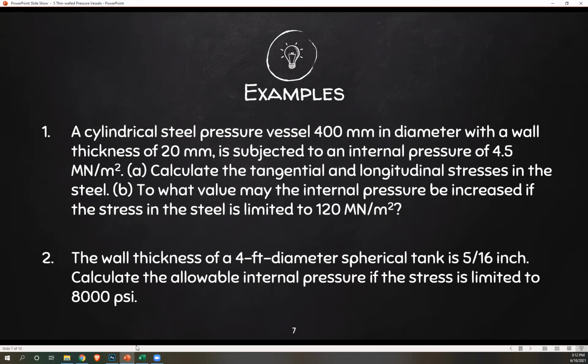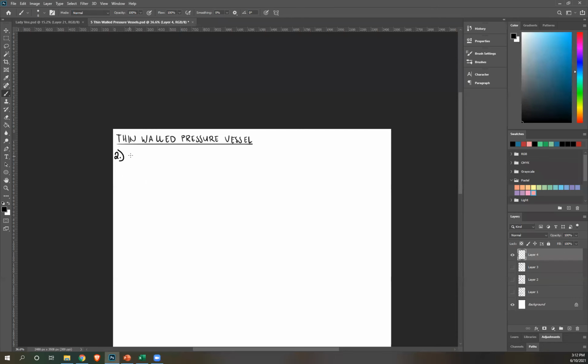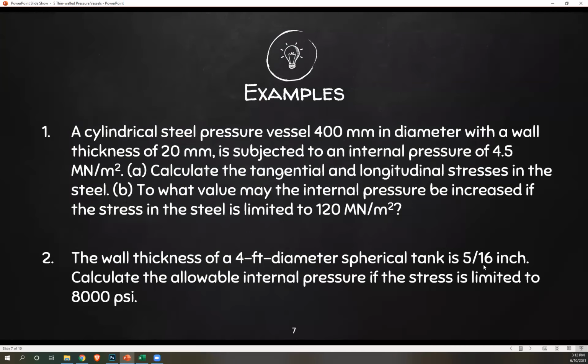So first step, write out your given. The diameter of your spherical tank is 4 feet, so write that out: diameter 4 feet. And then the thickness is also given of your spherical tank to be 5/16 of an inch. As you can see, we already have an inconsistency in unit, so we need to convert one of them.